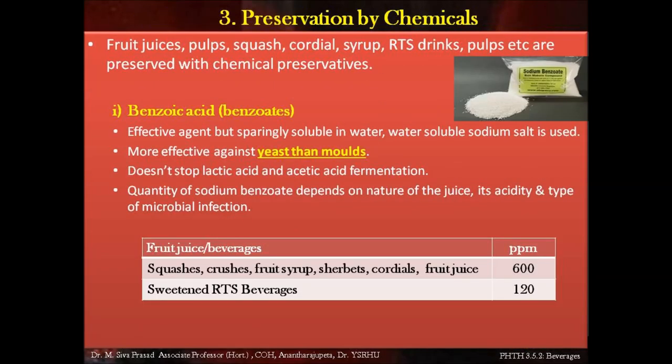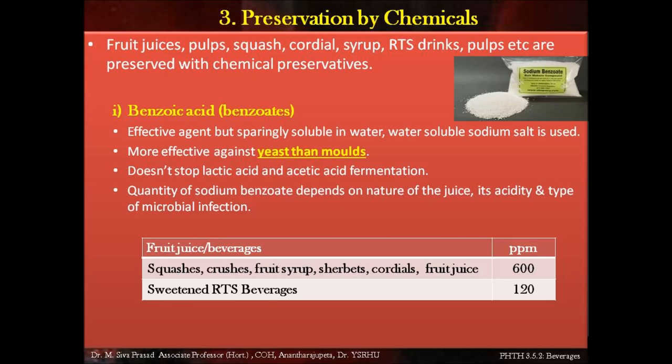Till now we have seen the methods of preservation which involve the killing or destruction of microbes. Another method, which employs prevention of growth of microbes or effective control of microbial growth, is by using certain chemical preservatives. The two most popular chemical preservatives used in the processing industry have as their active components benzoic acid and sulfur dioxide. These are commercially used in preservation of juices, pulps, squashes, cordials, syrups, RTS drinks.